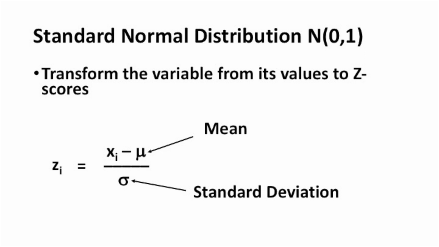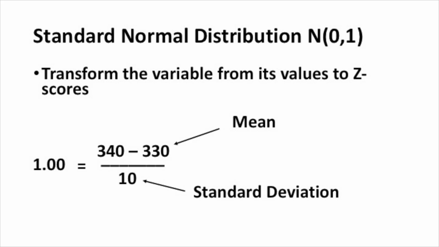A z-score is calculated as the value of the variable minus the mean of the variable, divided by the standard deviation. We interpret the z-score as the number of standard deviations that a value is above or below the mean. If it's a positive value, it tells us the number of standard deviations above the mean. If it's a negative value, it tells you the number of standard deviations below the mean.